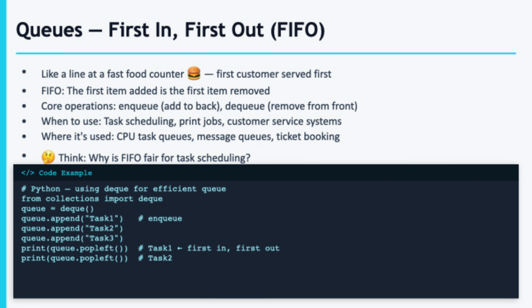A queue follows the first in, first out principle, just like a line at a fast food counter. The first item added is the first one to be removed. This is very useful for scheduling tasks or managing print jobs.